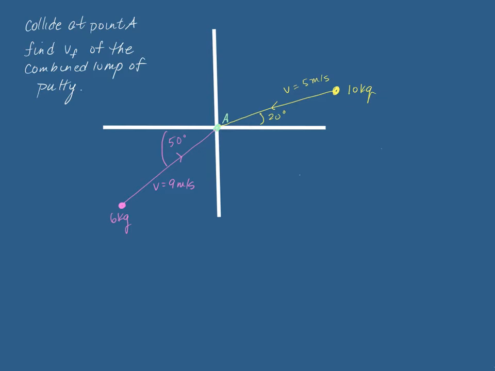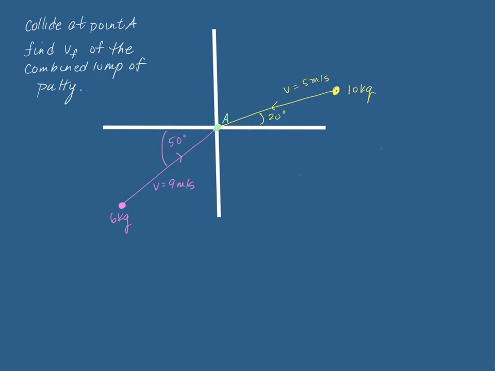Okay, so the first thing you're going to want to do is calculate the momentum of each object. So why don't you pause that and find the magnitude of the momentum of the pink object and the yellow object. Okay, so hopefully you got those correct. The magnitude of one momentum is 54, and the magnitude of the other momentum is 50.